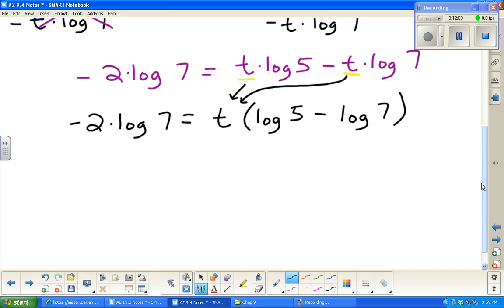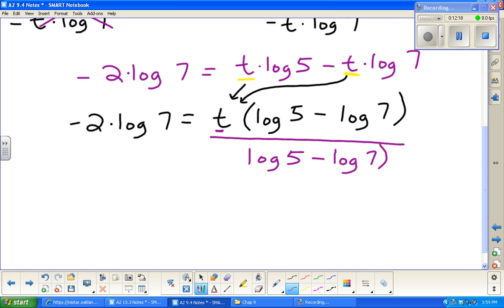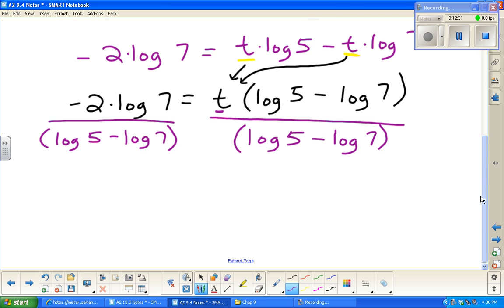And I did that now because I can get this t by itself here if I just divide both sides by this log of 5 minus log of 7. Again, that's just some number. Your calculator is going to do all the work for you. Log of 5 minus the log of 7. So this is just going to be a big calculator problem.